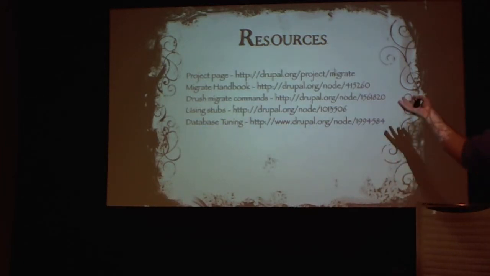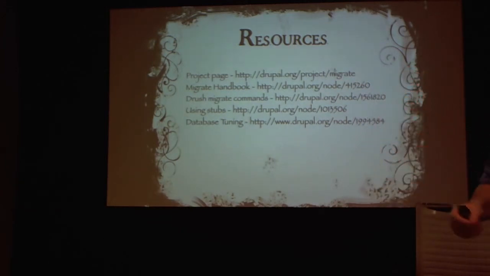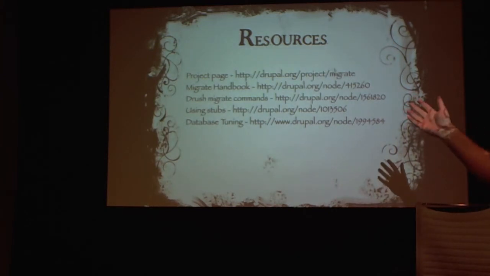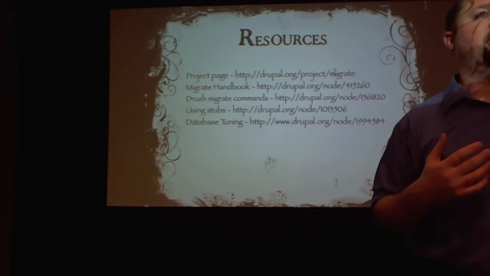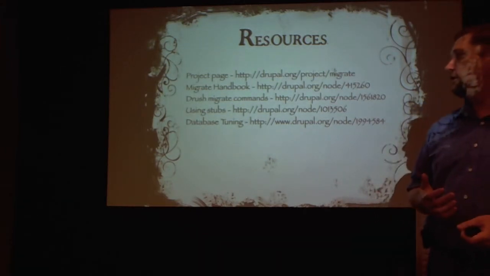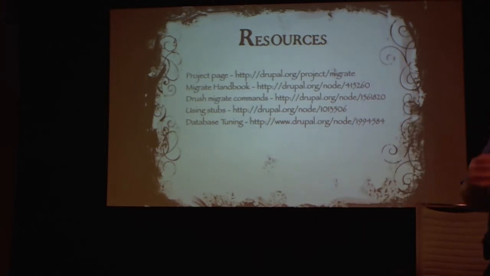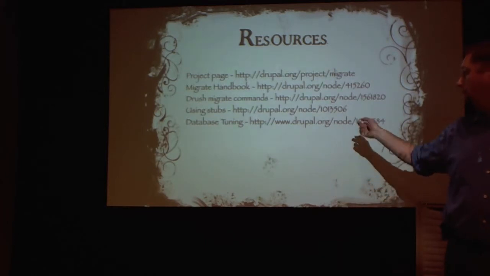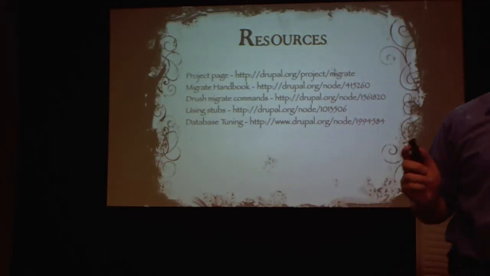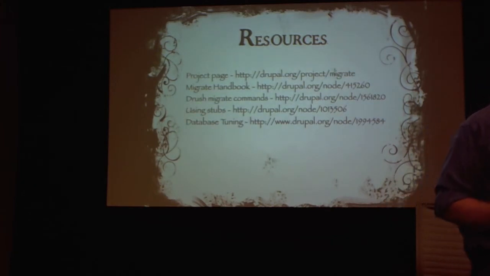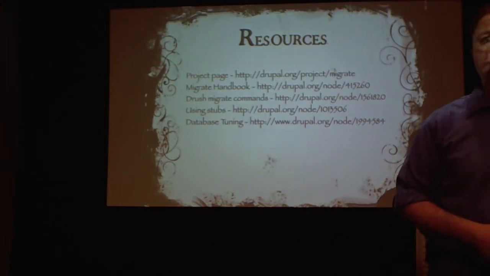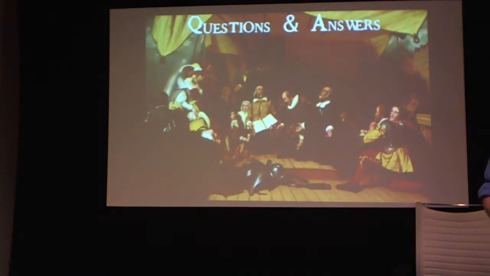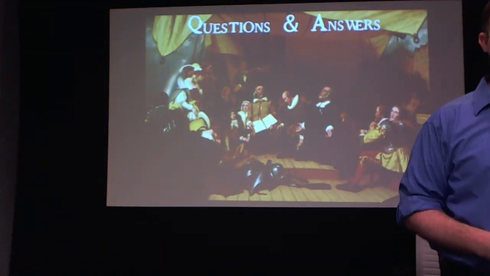Resources: the project page doesn't have anything, but the Migrating Handbook is fantastic. The documentation in there is great, the examples in there are great. Mike Ryan, who really has led this project from the beginning, is very responsive. He's amazing. I can't speak highly enough about the whole team that's worked on this project. The drush commands are there. How to use stubs comes in really handy. And then some performance type stuff. They have a lot of other great things to handle special cases of migration, because every migration is different.